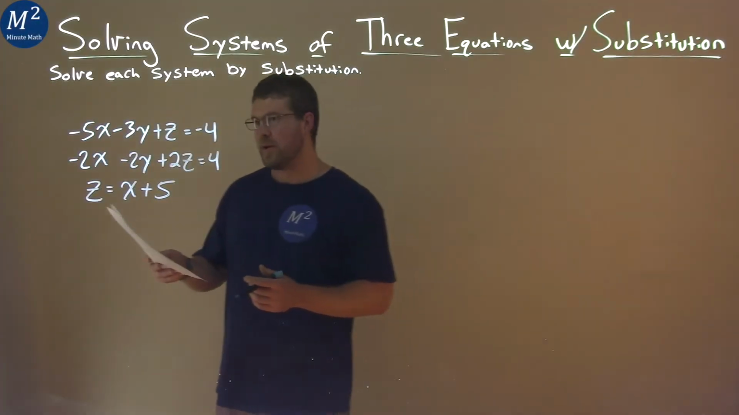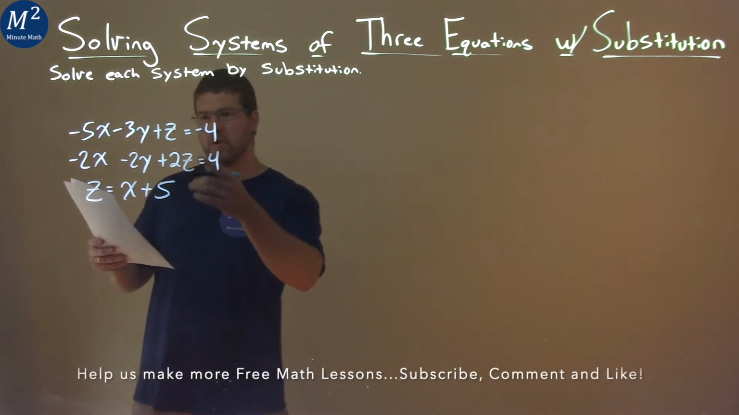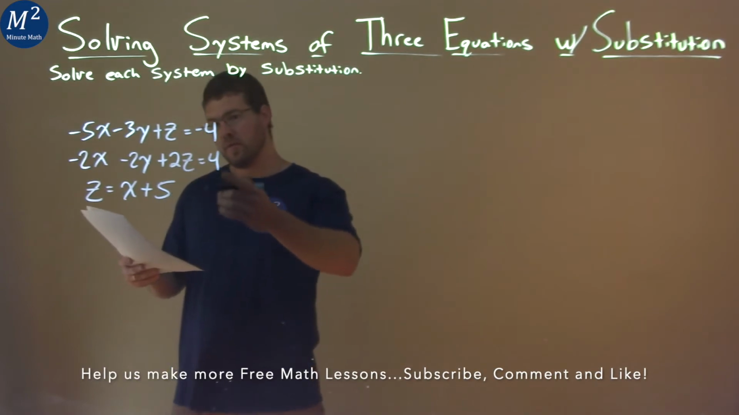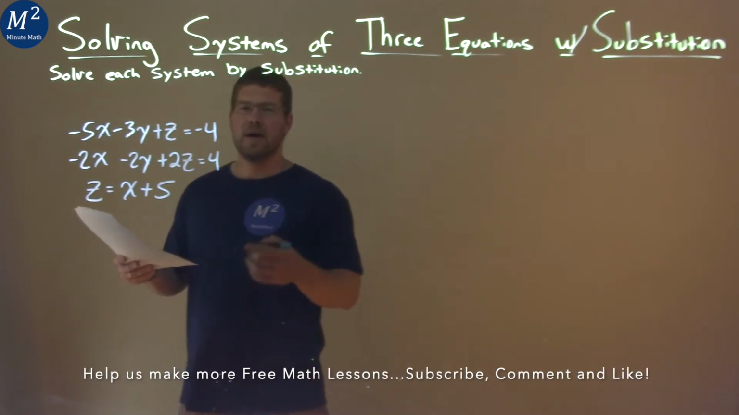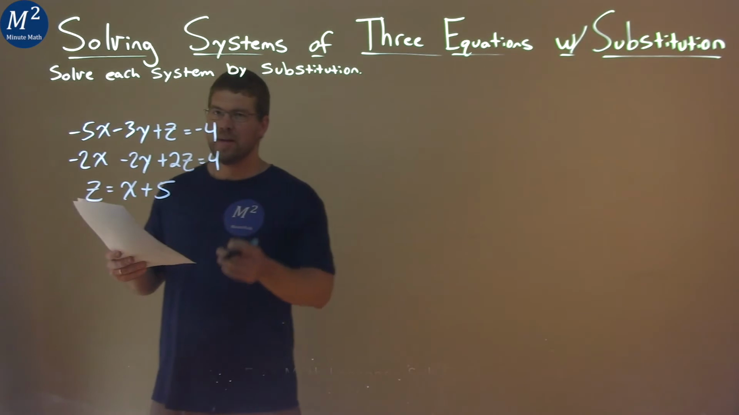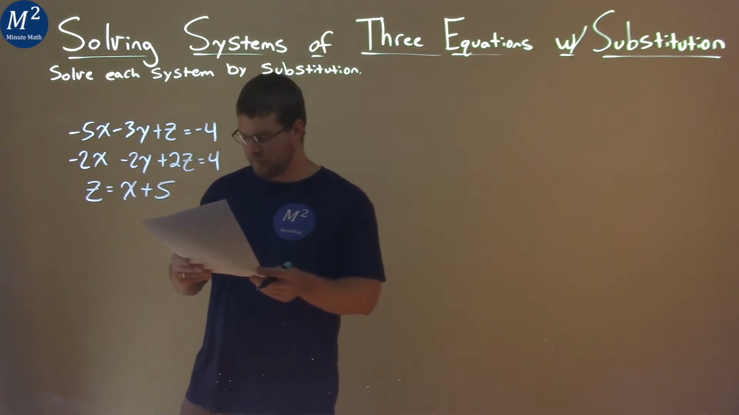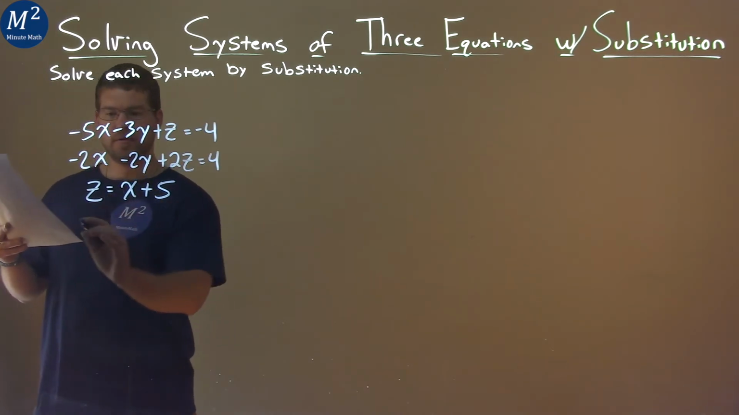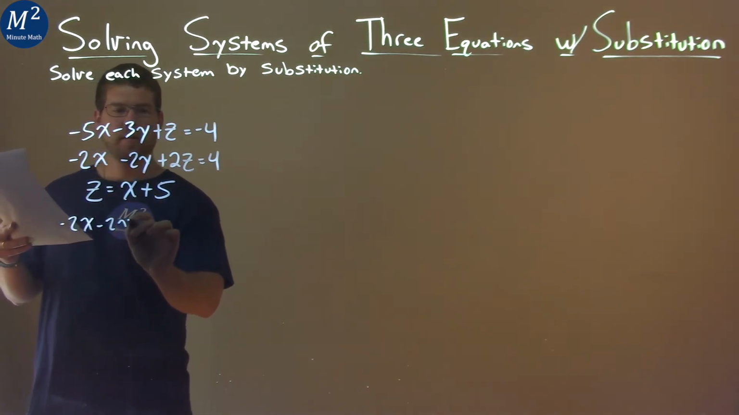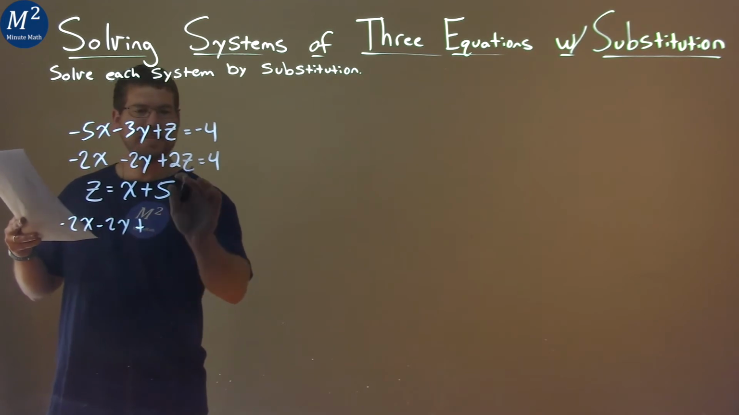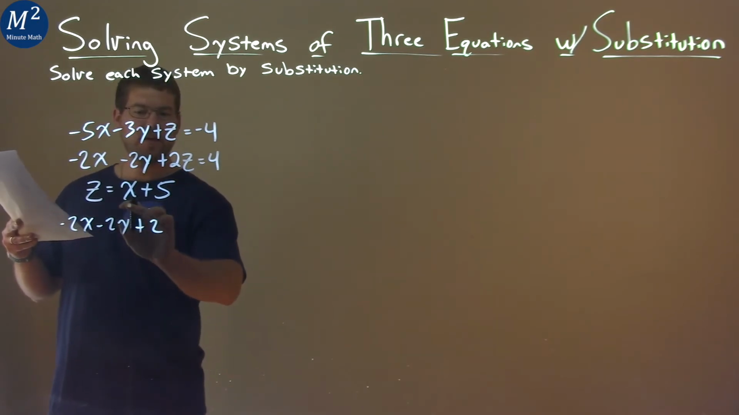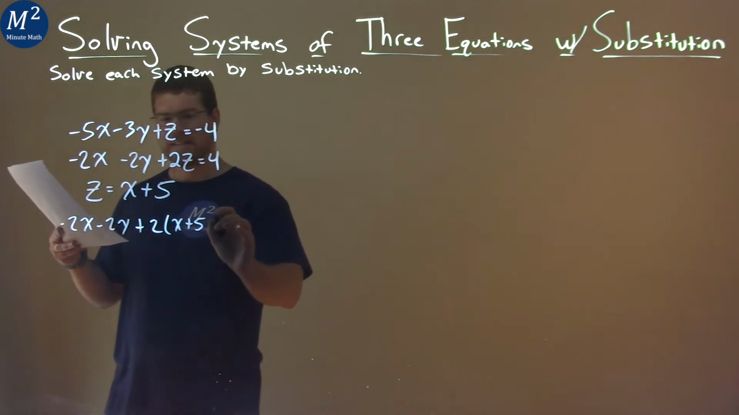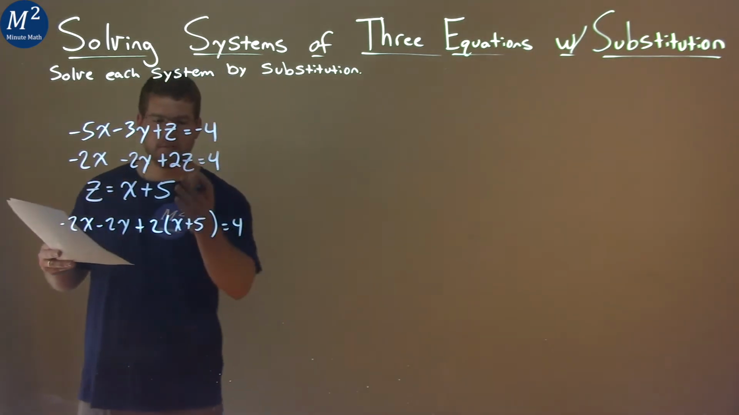We're given this problem right here. Negative 5x minus 3y plus z equals negative 4. Negative 2x minus 2y plus 2z equals 4. And z equals x plus 5. And we need to solve the system by substitution. Well, let's look at our second equation here. My second equation, negative 2x minus 2y, right, plus, and instead of z, I have z in terms of x, so let's put that x plus 5 in for that z value, and that's equal to 4. I'm substituting that in.